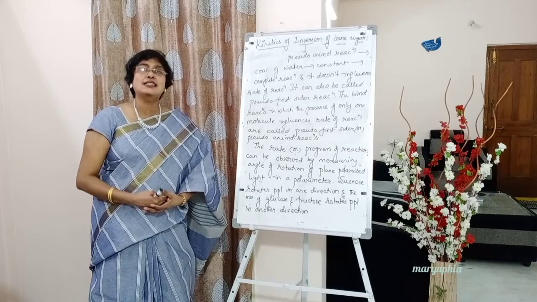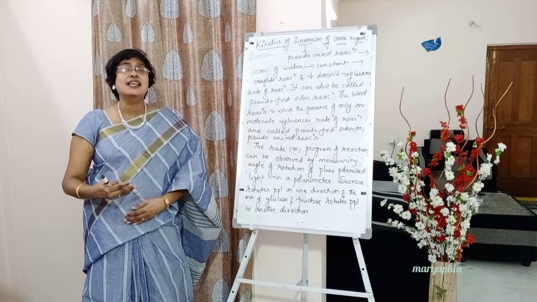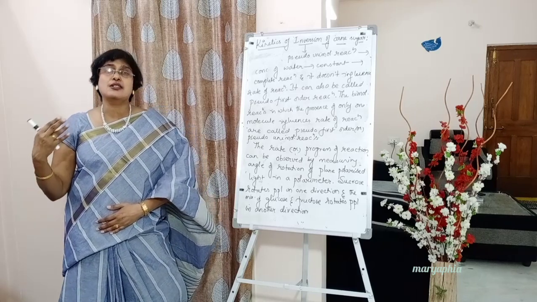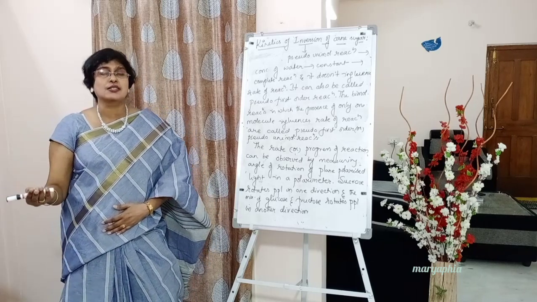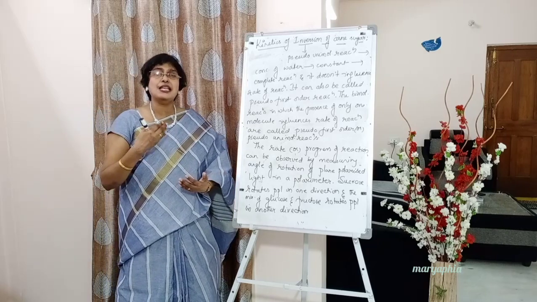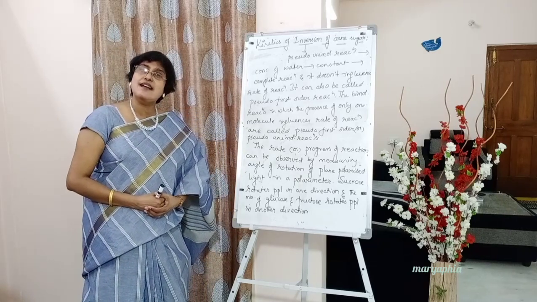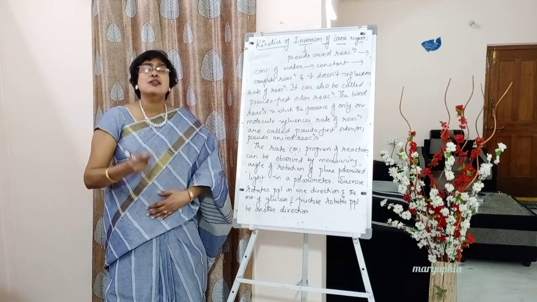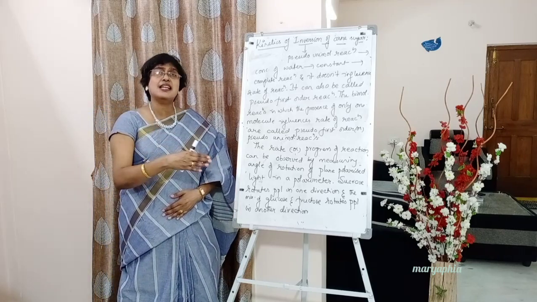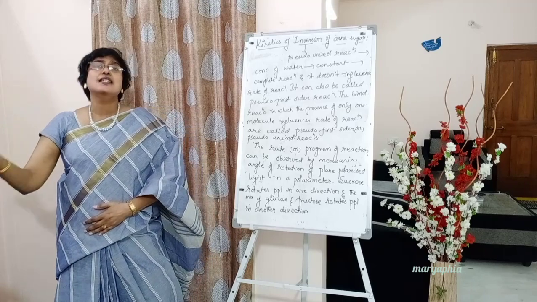Sucrose on hydrolysis in the presence of an acid is converted into a mixture of glucose and fructose. If plane polarized light is allowed to pass through sucrose and through the mixture of glucose and fructose, sucrose rotates it to some extent and the mixture rotates it to some extent.